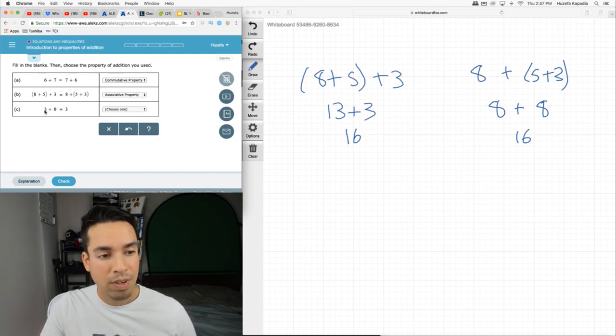Last but not least, we've got 3 plus 0 equals 3. This is called the identity property. The identity property states that if you add 0 to any number, you're just going to get that same number. So 5 plus 0 is 5, 10 plus 0 is 10, 3 plus 0 is 3.